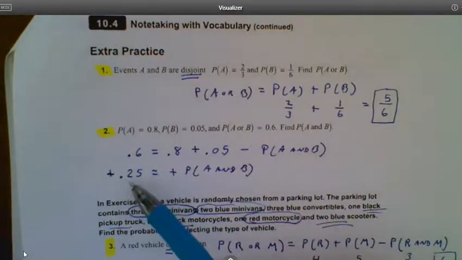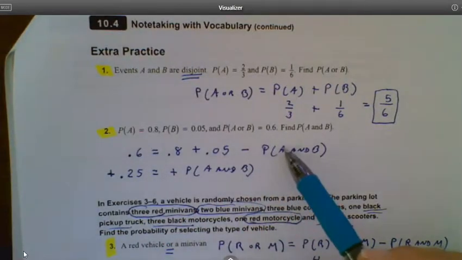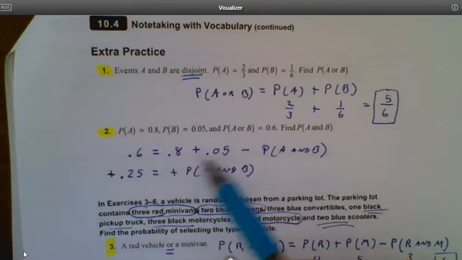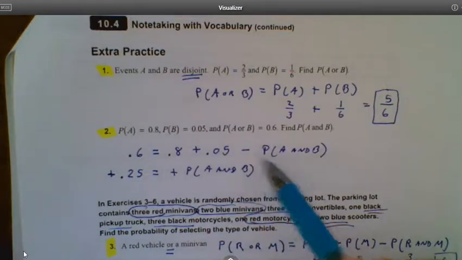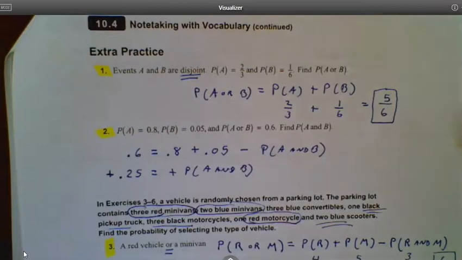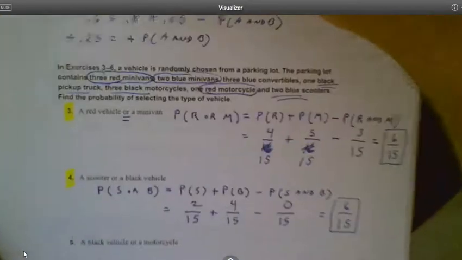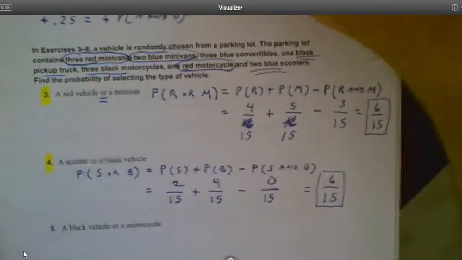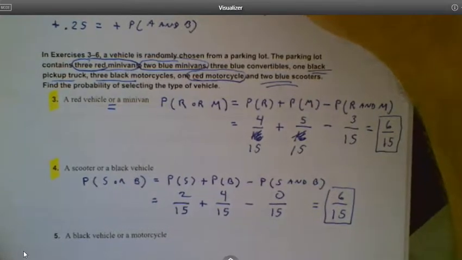And you can always check it. If I were to take this and plug it back in, you'll notice that it does fit. 0.5 plus 0.05 minus 0.25 does equal 0.6. All right, so we know we got that right. So let me give you the word problems. These are the more important ones that we're going to be doing.